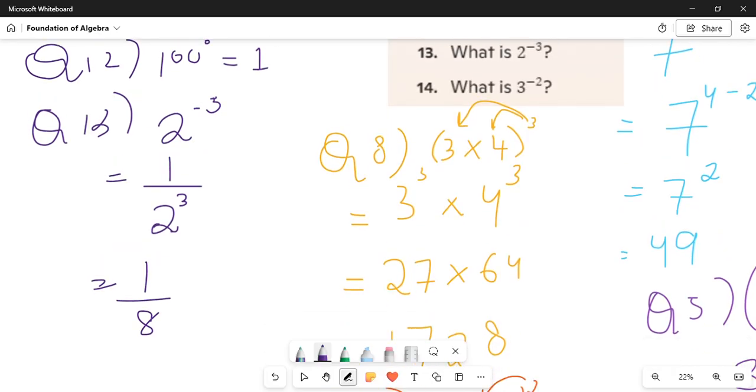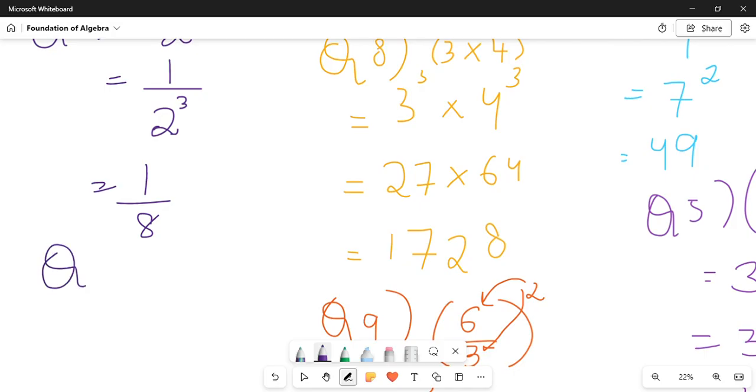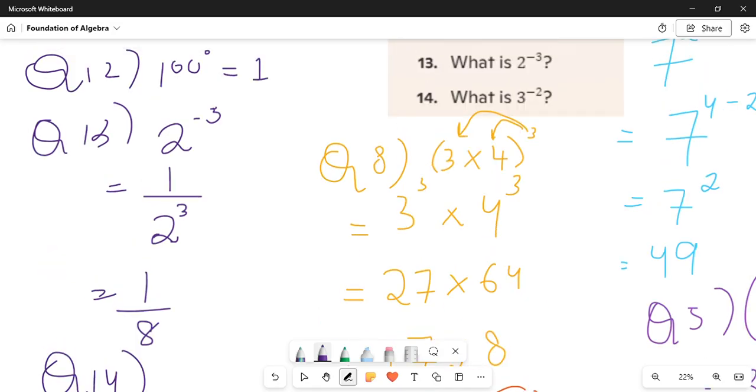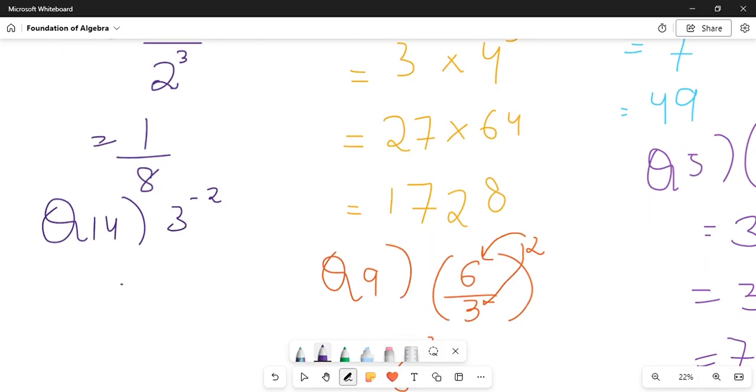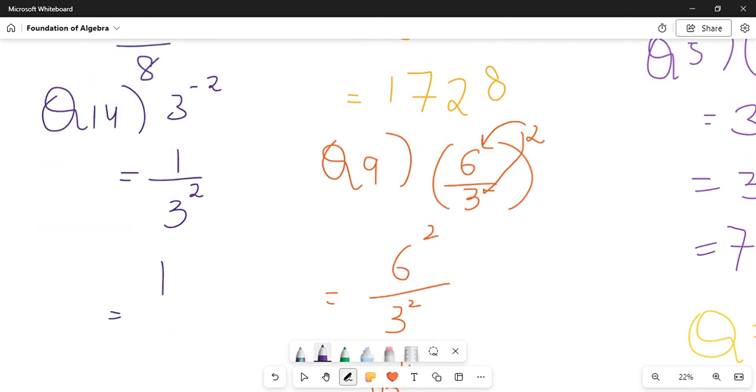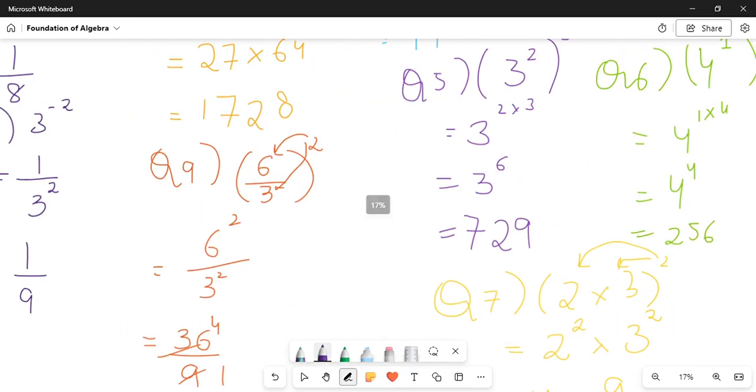I think the last question, yeah, question number 14, which is 3 to the power of minus 2. Again, the very same question, which equals, take the reciprocal and make the power positive. Now solve the power, 1 over 9. Which is our answer. So I hope you all get this.